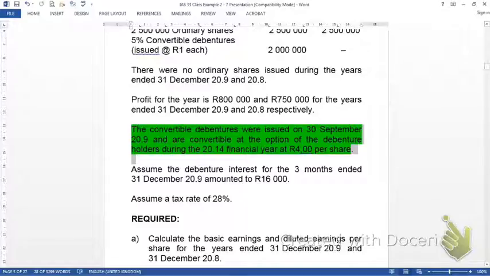Further, assume that the debenture interest for the 3 months ended 31 December 20.9 amounted to 16,000 Rand. In this specific question, just remember it is a class example. We gave you that the amount of interest that was paid was 16,000 Rand. In other questions, we might want you to actually calculate that, but please just make sure of the information given in a specific question.